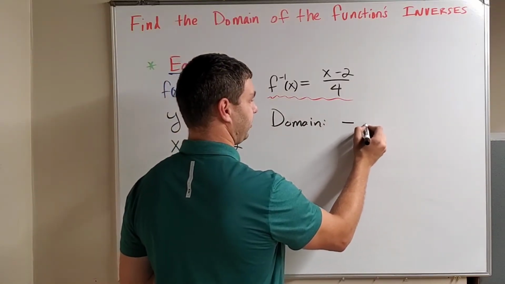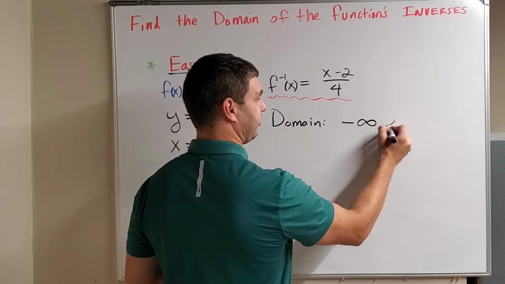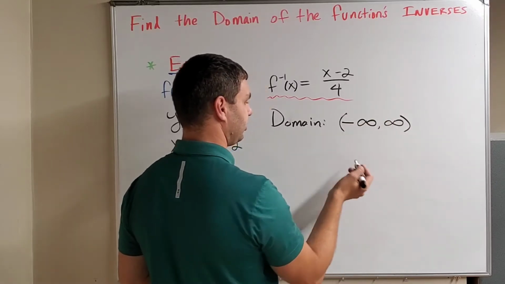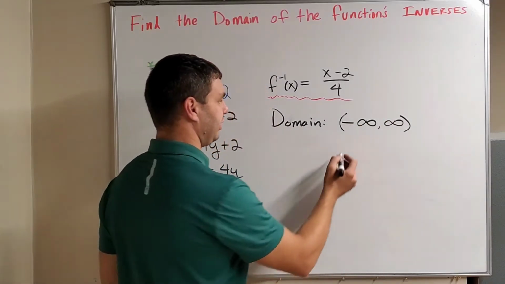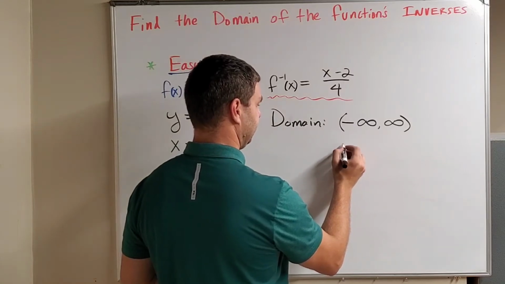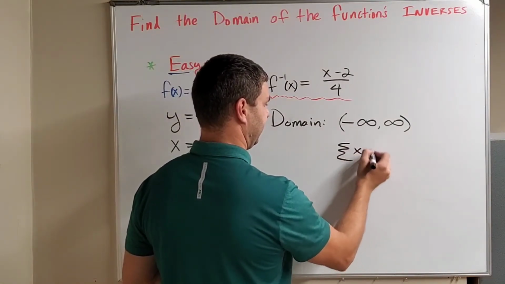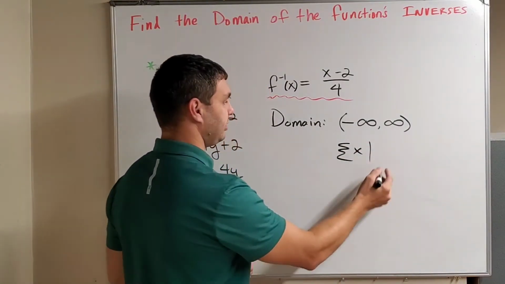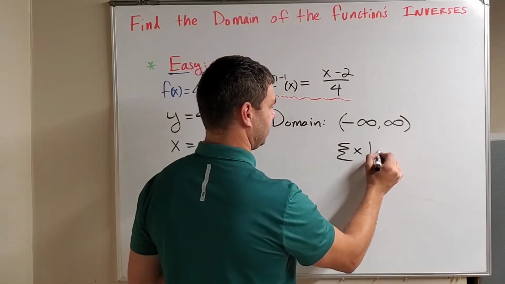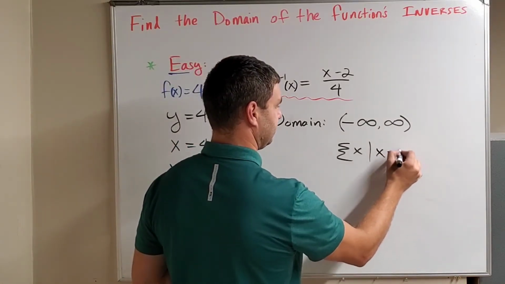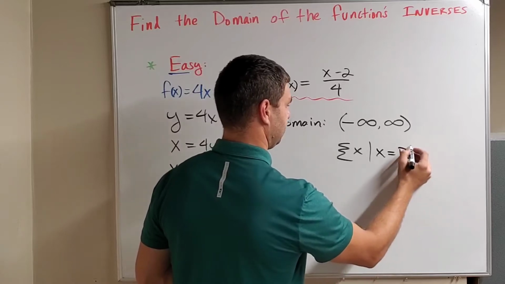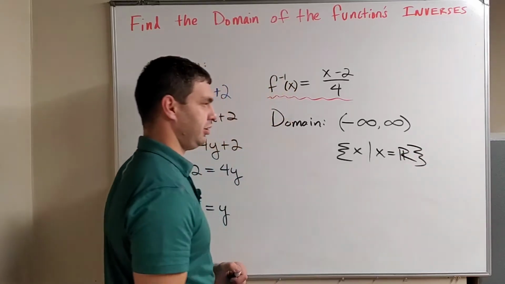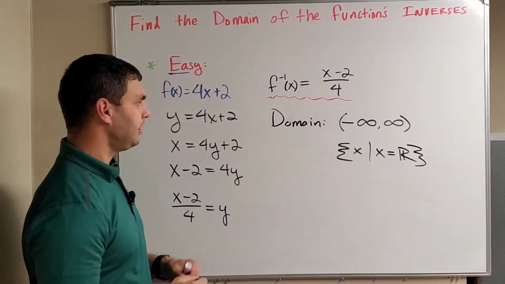So you can write that a couple different ways. You can say it goes from negative infinity to infinity, or there are some people who like to write the domain as the set of all x's such that, the line means such that, x is all real numbers, the set of all real numbers. Okay, so that's the domain.